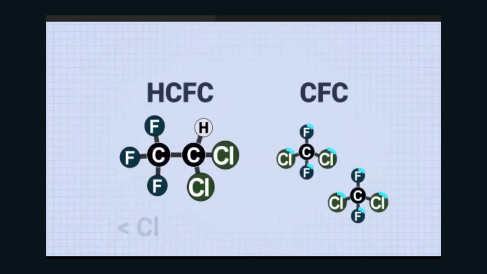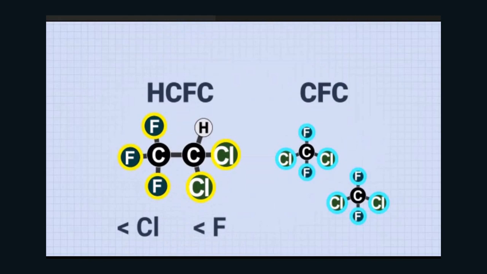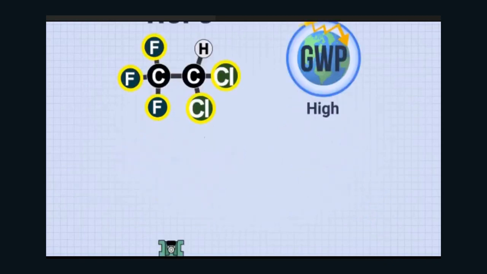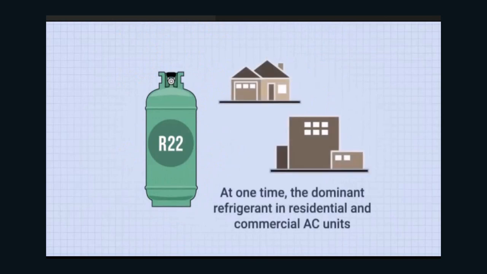HCFC refrigerants contain fewer chlorine and fluorine atoms than CFCs, so they break down faster in the atmosphere. They still affect the ozone layer, but not as much. Unfortunately, HCFCs have high GWP. Examples of HCFC refrigerants include R22, at one time the dominant refrigerant in residential and commercial AC units.